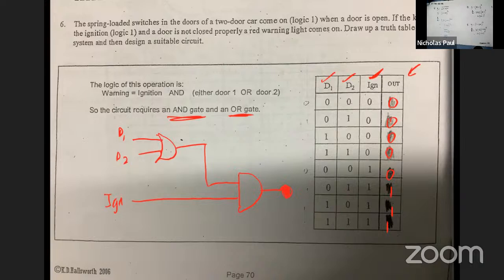So normally what you do is do the truth table first, write out what the output's supposed to be, and then from that you normally figure out what gates you could use.